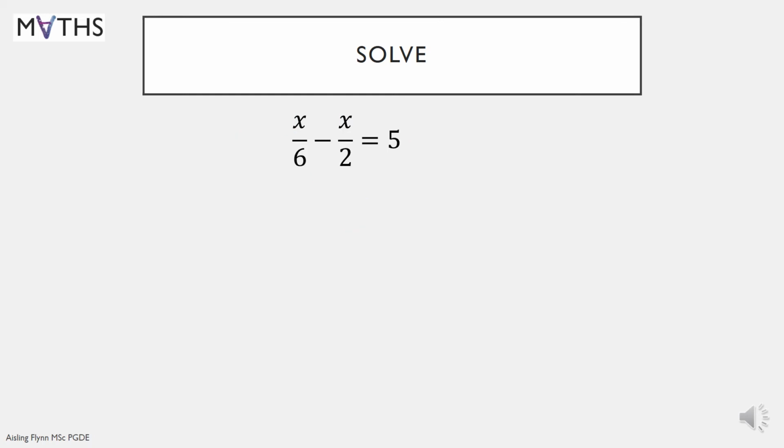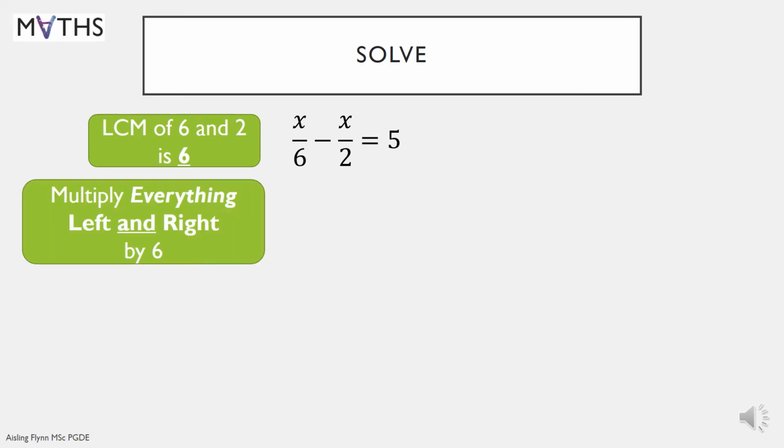Okay, so here we have more fractions in algebra. Again, those numbers under the line, the denominators, are dividing. So we're going to use the opposite to division, which is multiplication, to solve. Looking at the numbers 6 and 2, I'm looking for a number I can multiply by that both of those divide into. So what I'm looking for is the lowest common multiple of 6 and 2, and that number is 6. So I'm going to multiply everything, each individual term on the left and each on the right, by 6. And this is what it looks like.